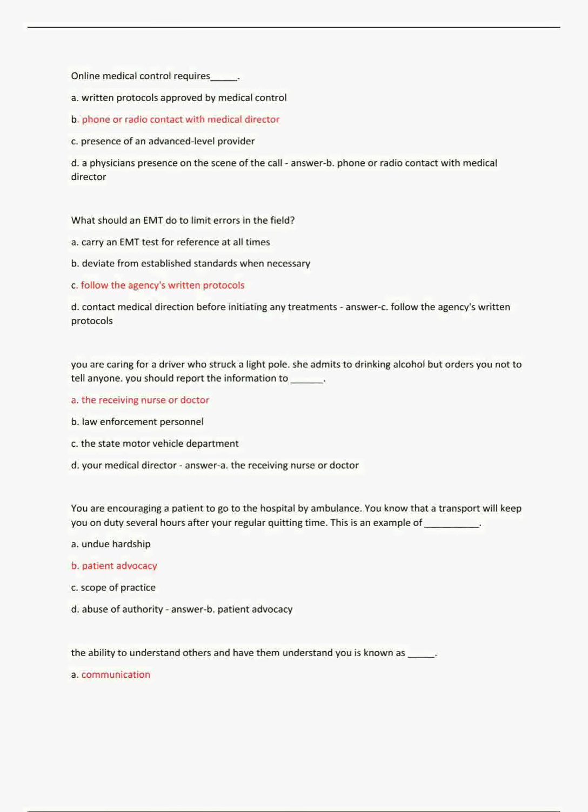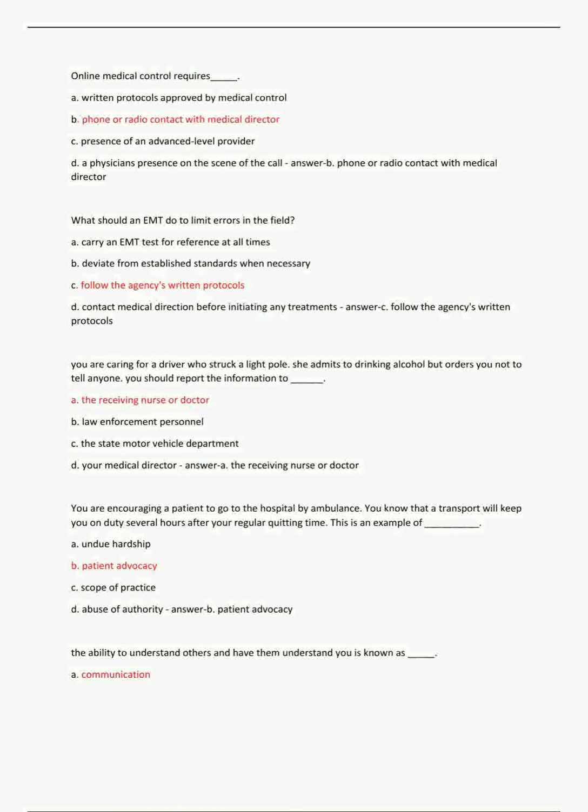What should an EMT do to limit errors in the field? A. Carry an EMT test for reference at all times. B. Deviate from established standards when necessary. C. Follow the agency's written protocols. D. Contact medical direction before initiating any treatments. Answer: C. Follow the agency's written protocols.